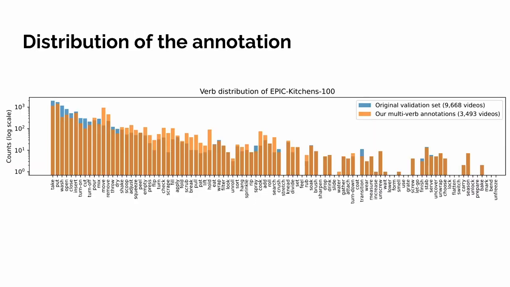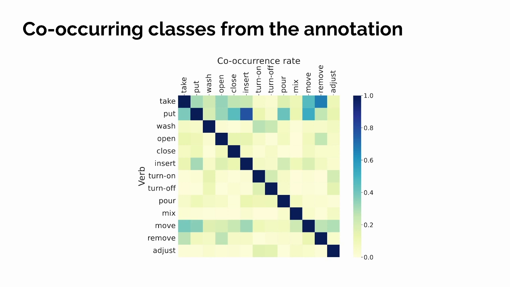This is the distribution of our annotation in orange compared to the original Epic Kitchen's annotation in blue. It shows that we cover almost the entire distribution of the original annotation. We also summarize the co-occurring classes from the annotation. In this matrix, we see that this point has a high value, and it means when you have a verb put, the verb insert occur together oftentimes.